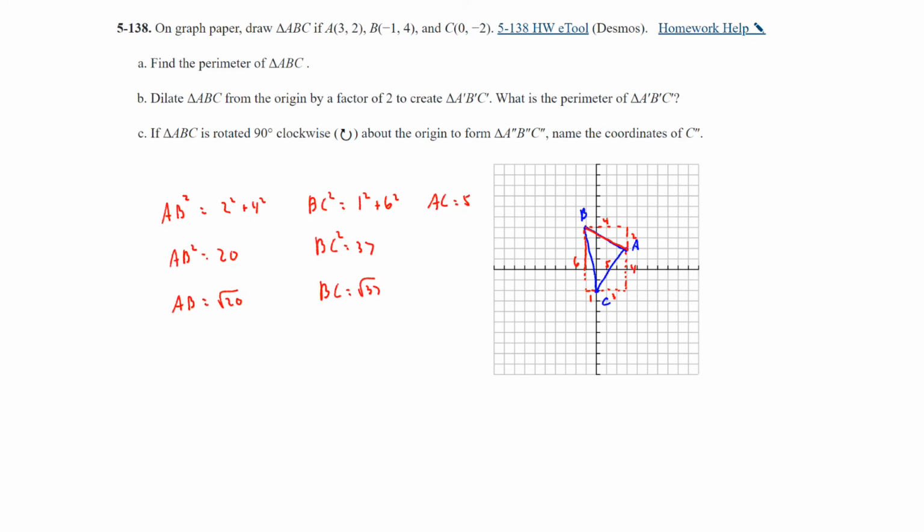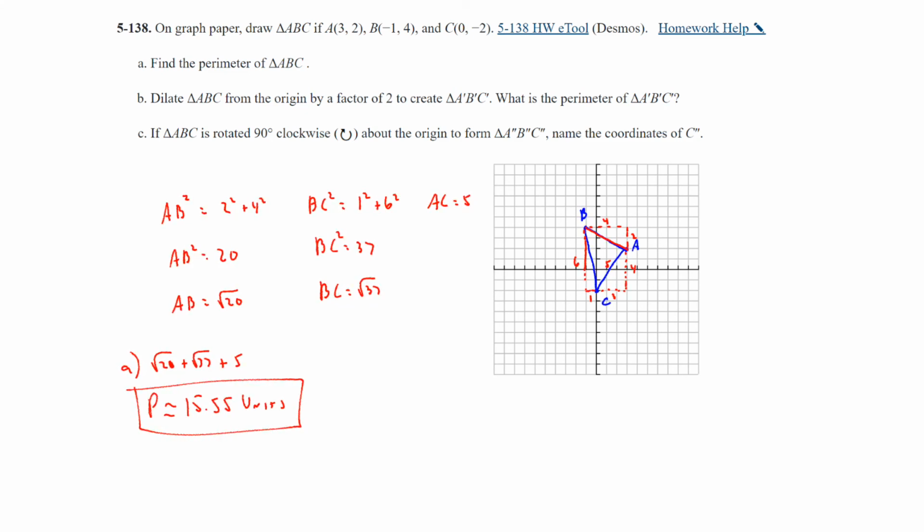So if we are looking for the perimeter, we can take the square root of 20 plus the square root of 37 plus 5. And that would give you a perimeter of approximately 15.55 units.